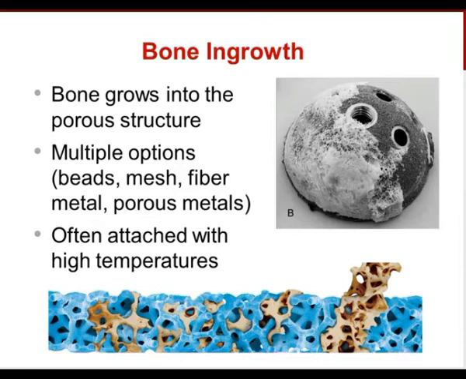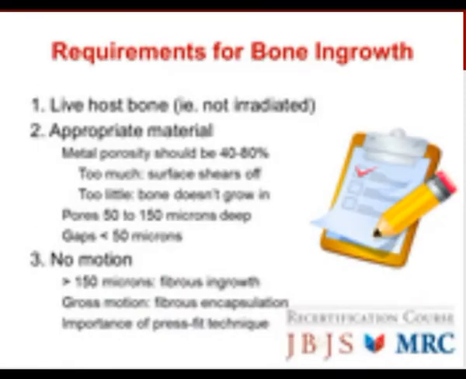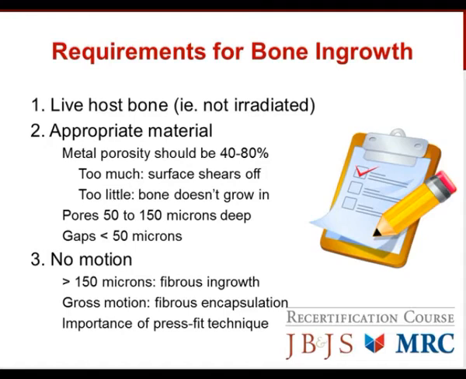There are multiple options for how to achieve bone ingrowth, whether you use beads, mesh, fiber metal, etc. These are often attached to the cup itself using high temperatures. Now, there are three main requirements for bone ingrowth, and I've listed those here.